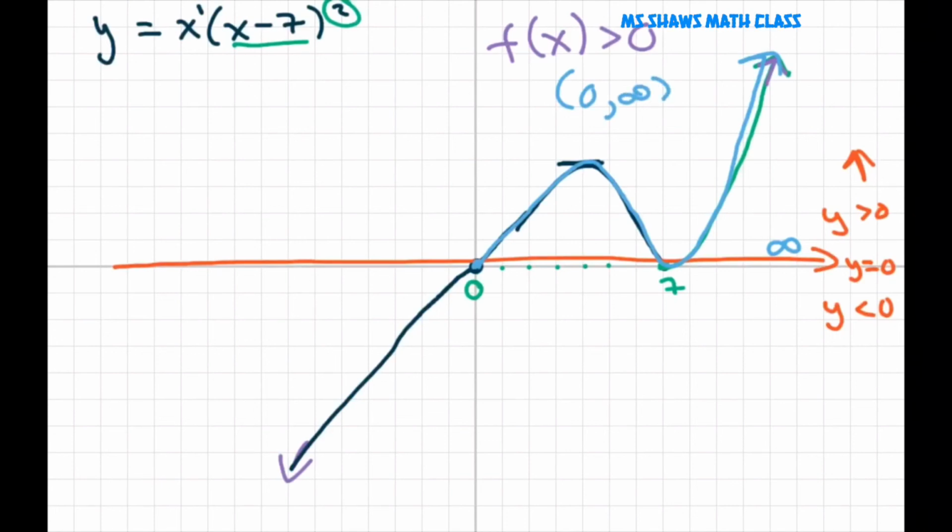And where is our graph below the y equals 0? Where's it negative? Well, it's negative right in here. So that would be negative infinity to 0.